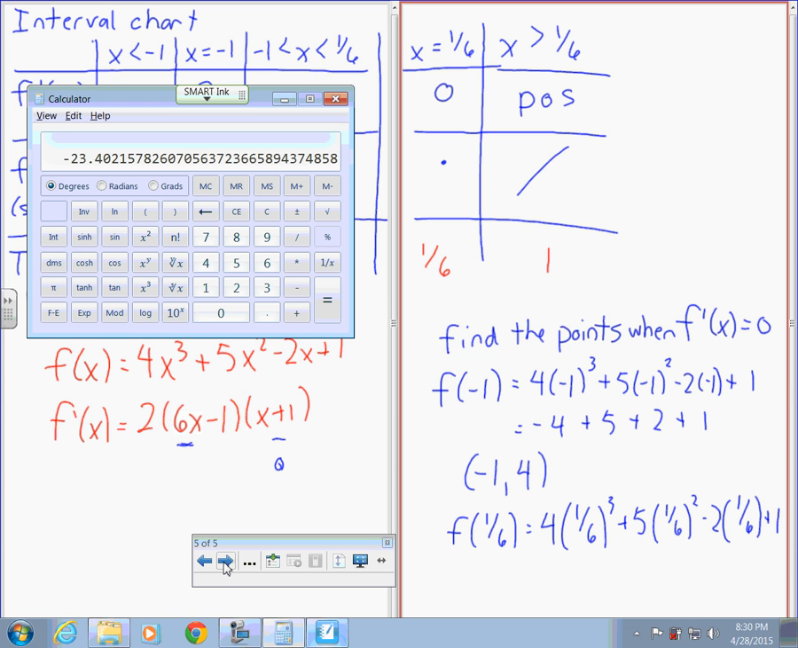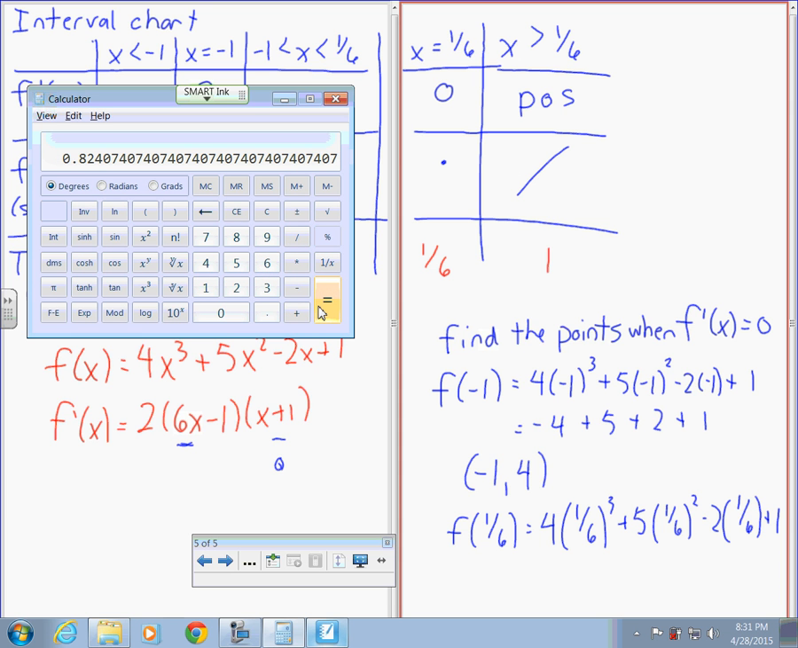Okay, so I'm going to do 1 divided by 6 cubed. Bracket. 1 divided by 6 cubed. Fraction here. I don't think we're going to do it. So that's what it is this time. Times 4 plus 5 divided by 36 equals minus 2 divided by 6 equals plus 1.